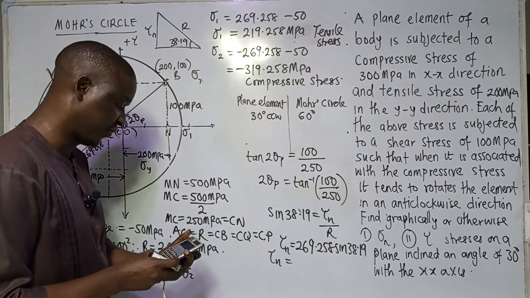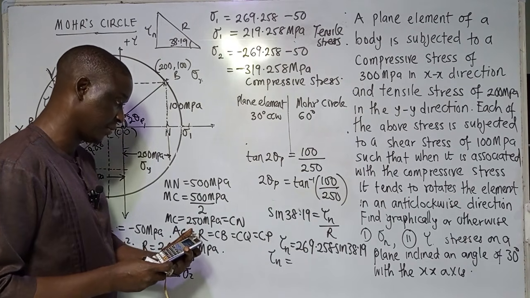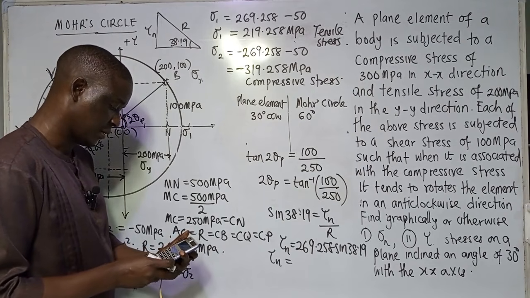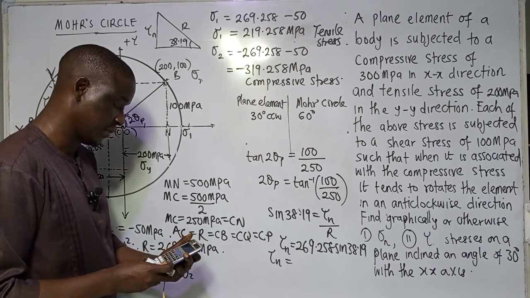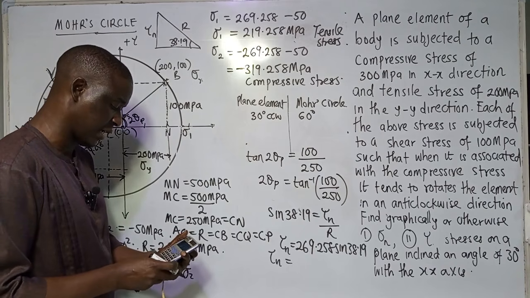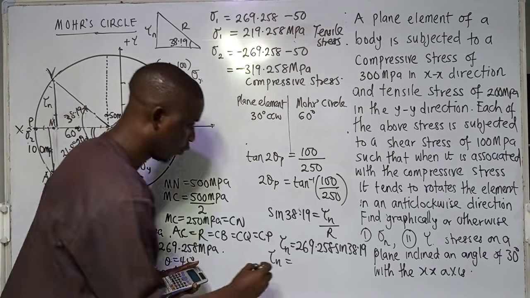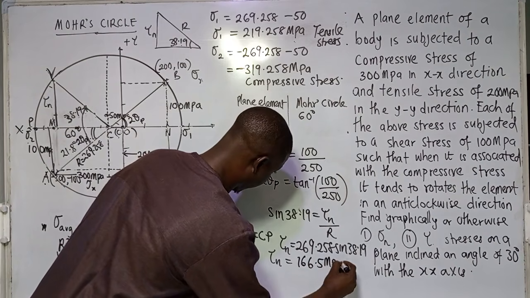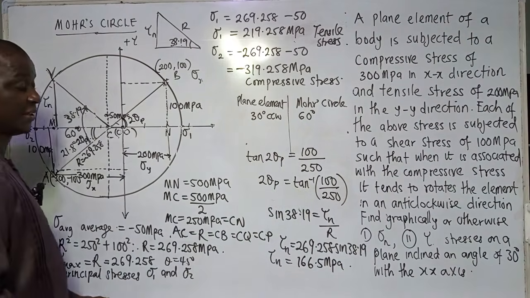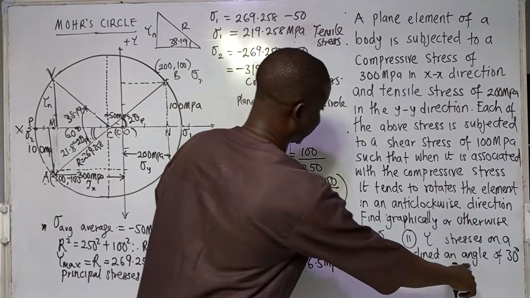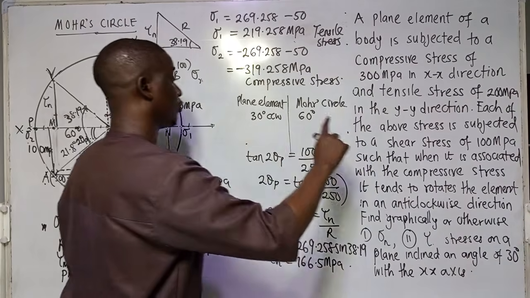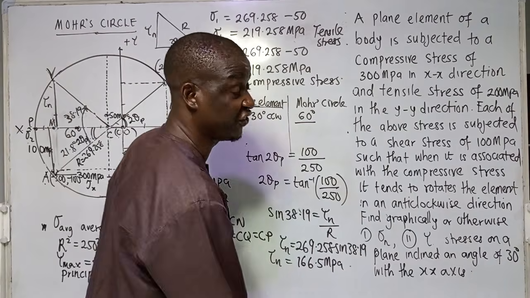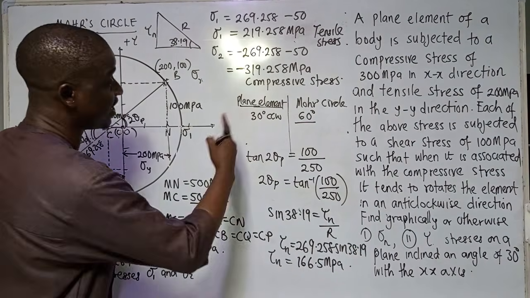So what will be tau n? That will give us 269.258 times sine 38.19, which is 166.5 megapascal. So this is your shear stress when the element is inclined to the plane at 30. I told you, when it is inclined at 30, you will make an angle of 60 on the Mohr circle. Don't forget times 2.